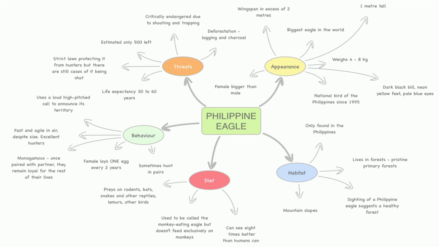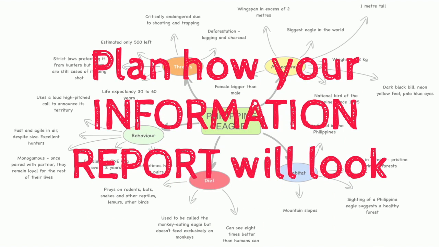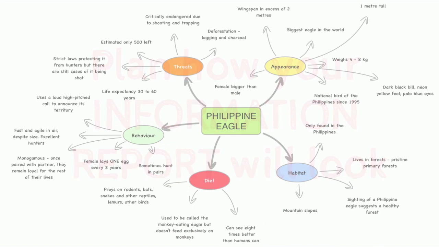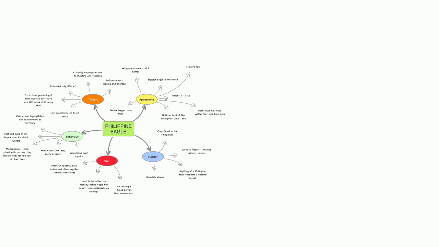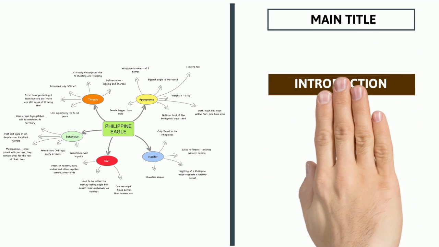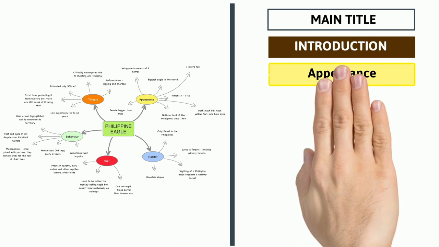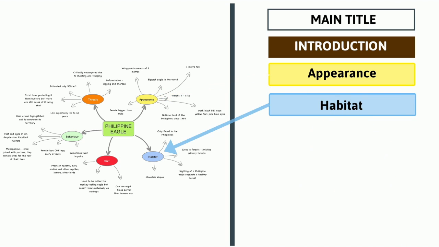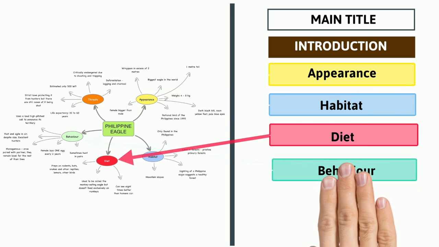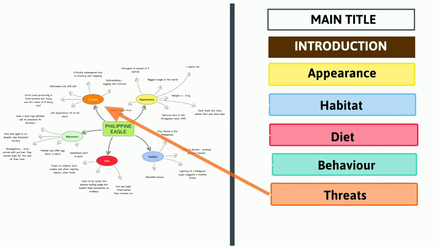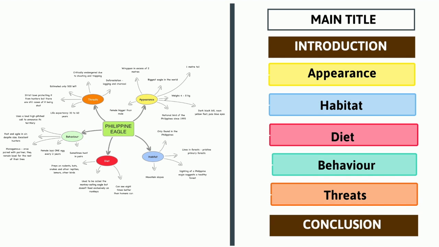Having completed your research, you'll be able to plan how your information report will look. For this report about the Philippine eagle, I'll begin with the main title, followed by my introduction. This will be followed by a section for each of the questions I'll be answering. The report will finish with a conclusion, which I like to use as a call for action. More about that later. The main title.